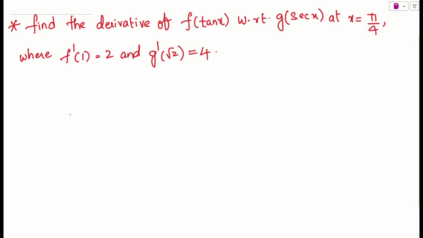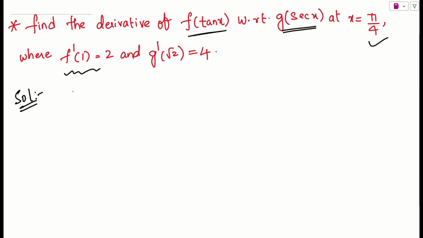If you look into the problem, what is given here is that we have to find the derivative of f of tan x with respect to g of secant x, when x is equal to pi by 4. Some extra information is given: f dash of 1 is 2 and g dash of root 2 is 4. Agree? So let us see how to do this problem.